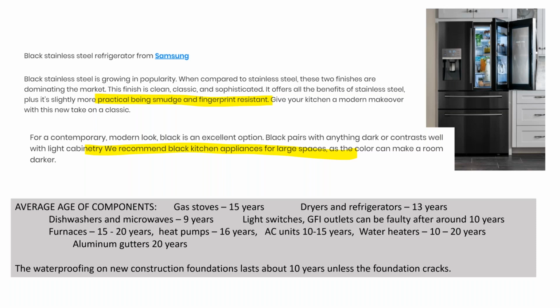Average age of the components: stoves live at about 15 years, dryers and refrigerators about 13, dishwashers and microwaves 9. GFI outlets, they can be faulty the day they get put in. I just had it happen on a house on Height. It was a bad, faulty GFI. You've got to test them. They only last about 10 years.